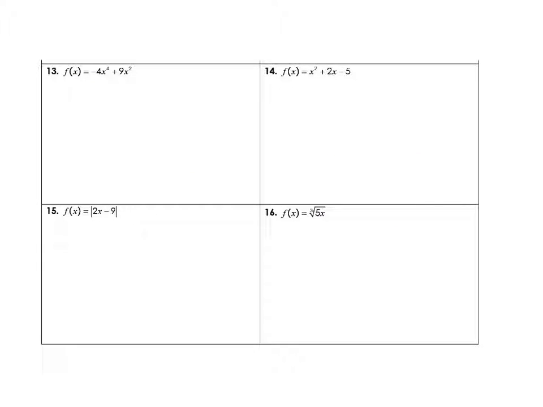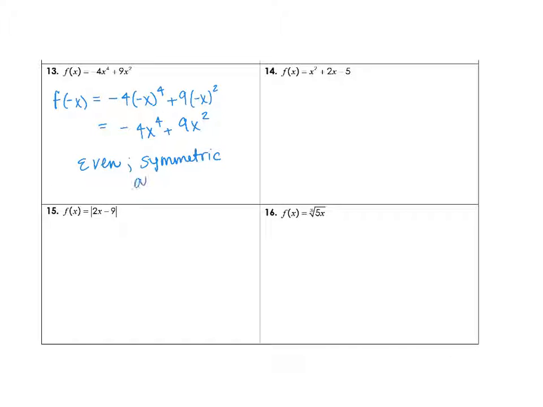Right, so number 13, again, we are going to do our first step, which is going to be f at negative x. And so we're going to have negative 4 times negative x raised to the 4th plus 9 times negative x all squared. When we simplify this, notice we do generate the original function back. And so this one then is going to be even. And this is also going to be symmetric about the y-axis.